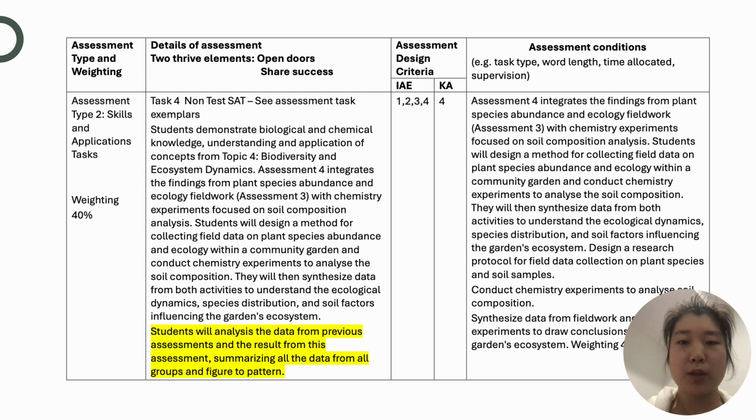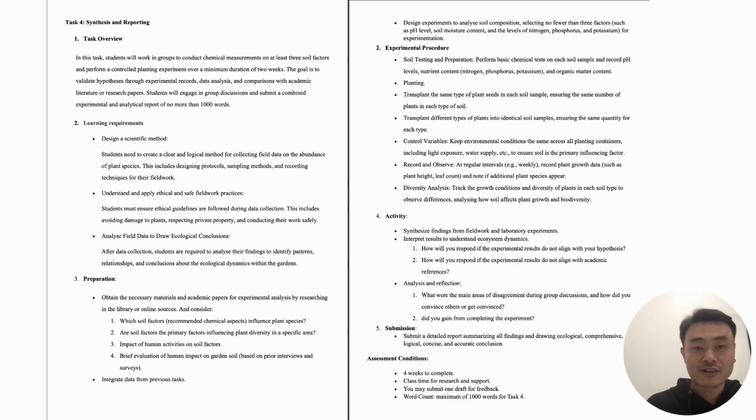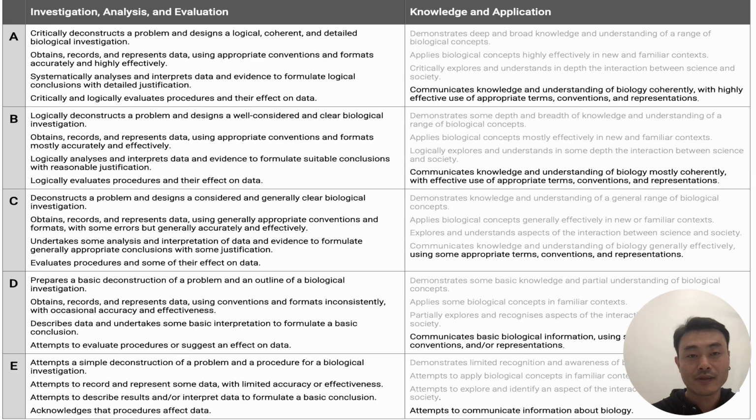Students will be asked to analyze the soil samples collected from both gardens and figure out how different soil compositions influence the distribution and abundance of each plant species within the 2 gardens. Students will be asked to do an oral presentation about their findings and generate a lab report based on the previous findings. This is a task sheet for Assessment 4. Students can follow the instructions to complete this final task. This is the grading criteria and performance standard of students' work.